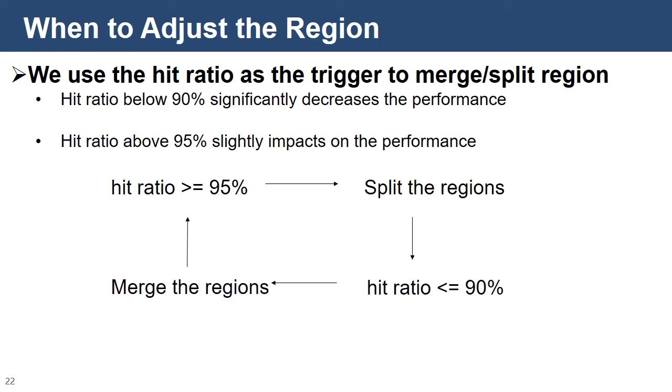When the cache-hit ratio is larger than 95%, we split the region to obtain high lifetime. Since the granularity is small, the cache-hit ratio decreases. When the cache-hit ratio is smaller than 90%, we merge the regions. Thus, the hit ratio increases.